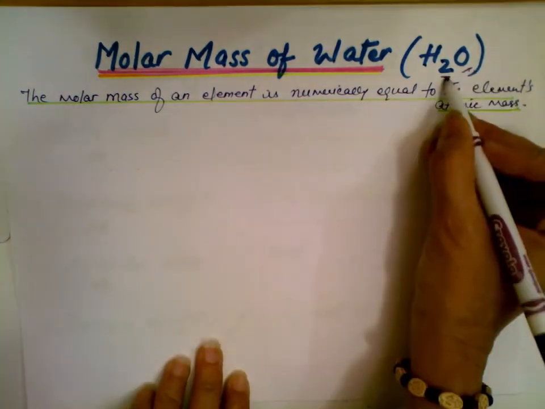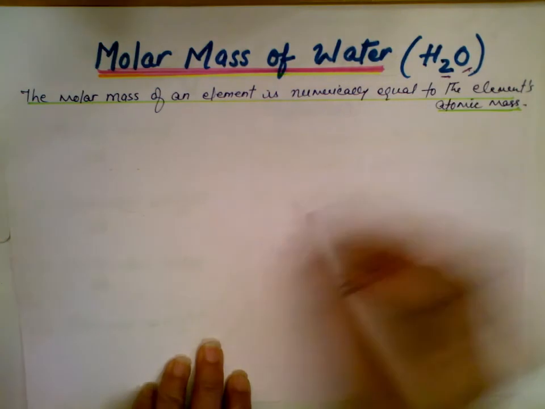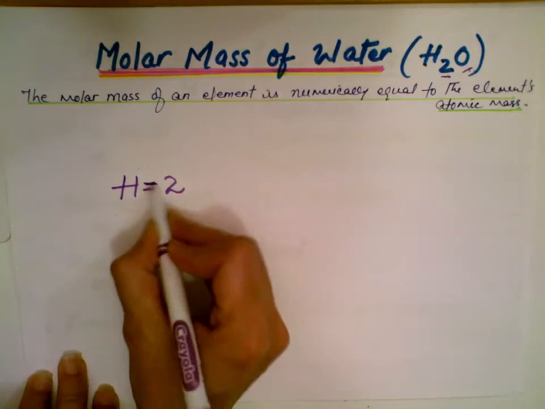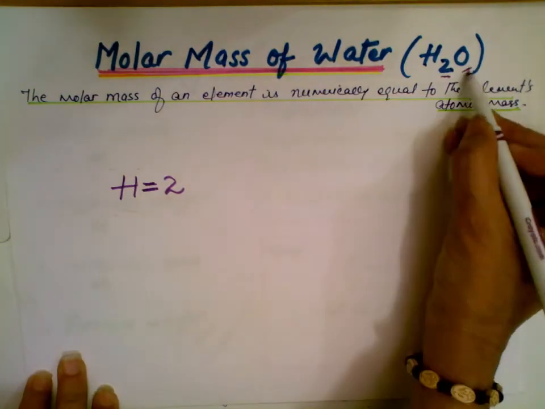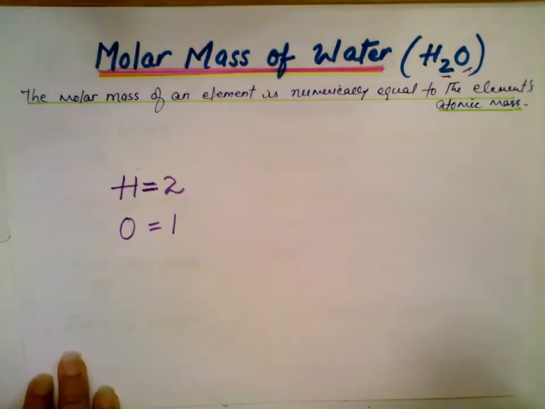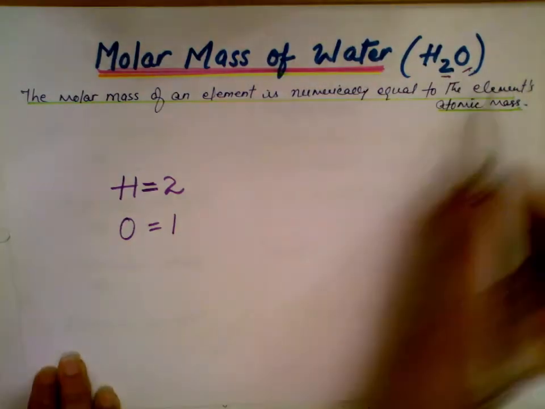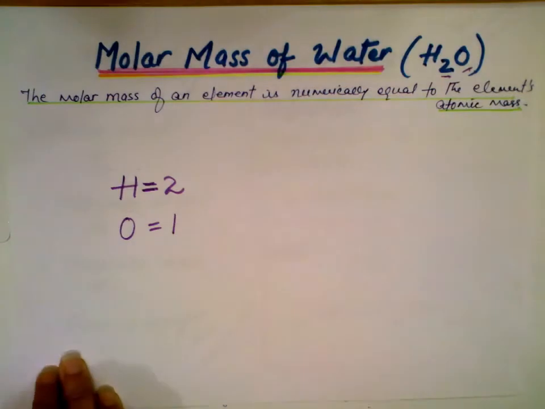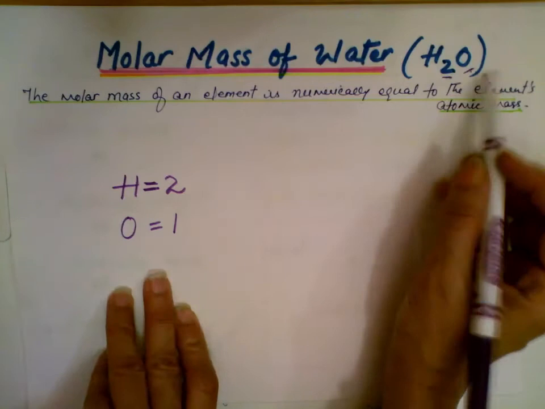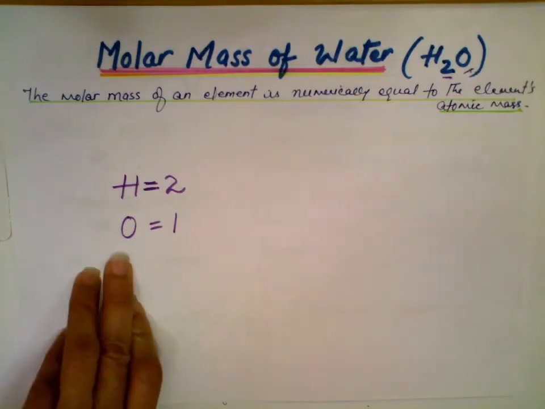So for hydrogen, what do you see? For hydrogen, you have 2 atoms, and for oxygen, when you don't see any number, that means it is 1. So you have 2 atoms of hydrogen, you have 1 atom of oxygen. You can actually call this a mole ratio as well, 2 moles of hydrogen and 1 mole of oxygen. Now your job is to look at the periodic table.